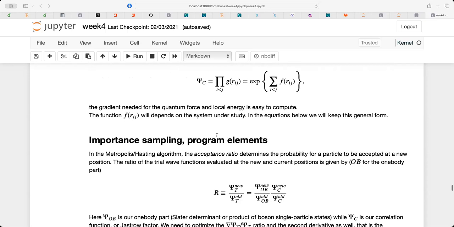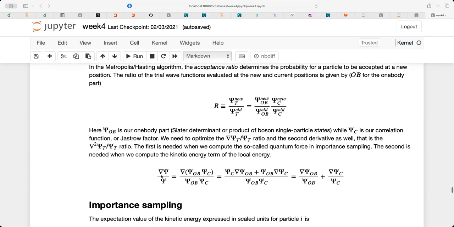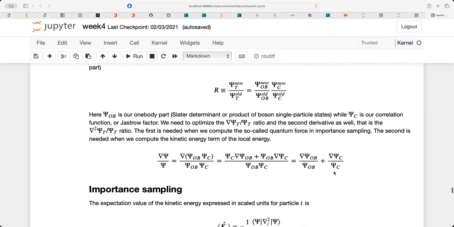Now, for the problem which we have, the kind of ratio which we also need to think of is the ratio between the new wave function and the old one in a Metropolis test. So we need to look at that one. And then when we calculate the quantum force, we need this quantity. And when we calculate the quantum force, you will see that there will actually be a gradient of this term and the gradient of the correlation part. So we need to calculate these terms.